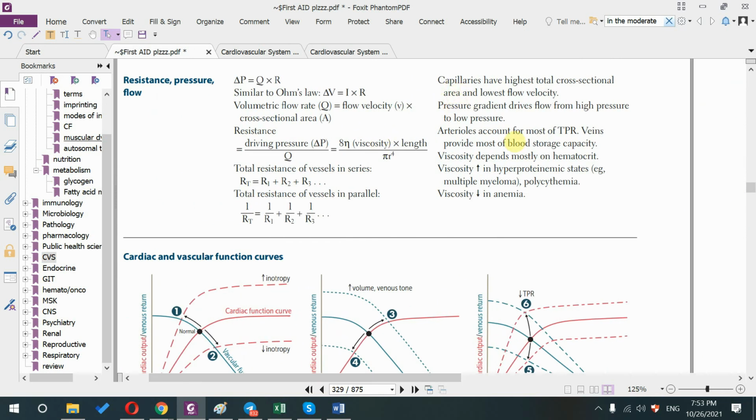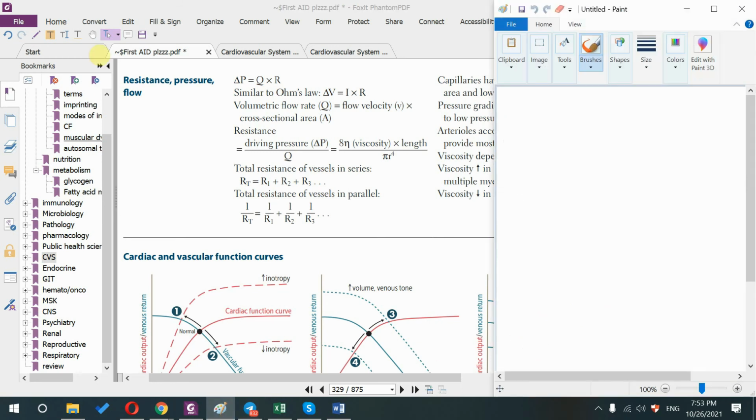The capillaries are the thinnest of the thinnest of the thinnest. I need a microscope to look inside of them. They don't have the highest cross-sectional area. Yes, they do, because if you put your aorta here, it's this big. Okay, it's really big. But if you take a capillary, maybe it's this big.